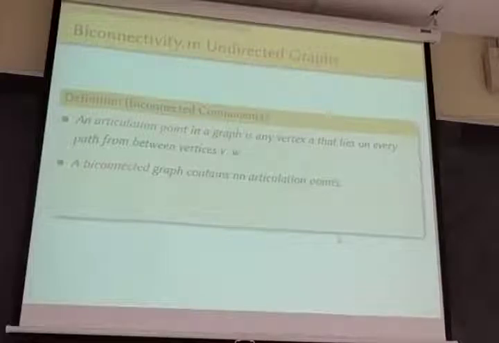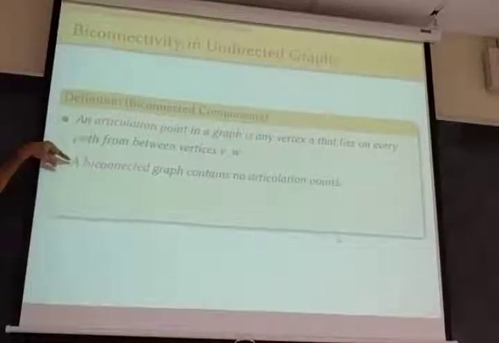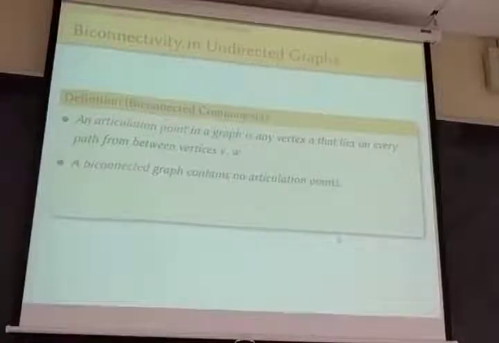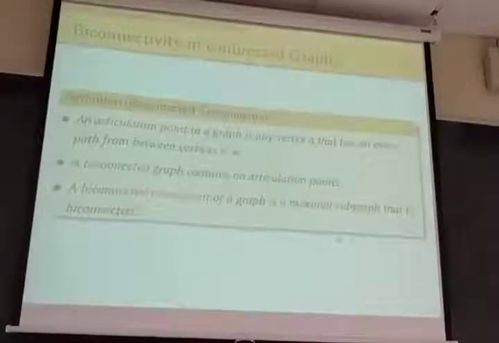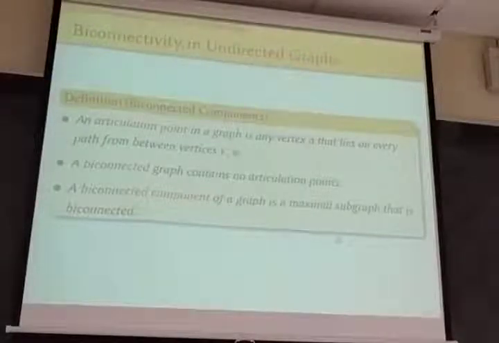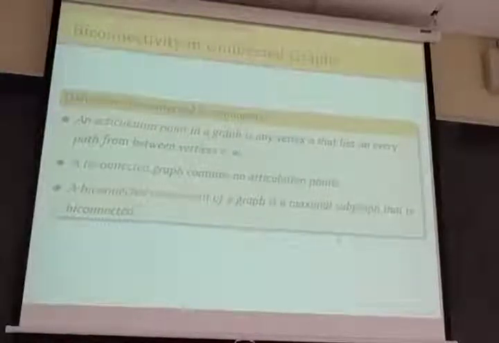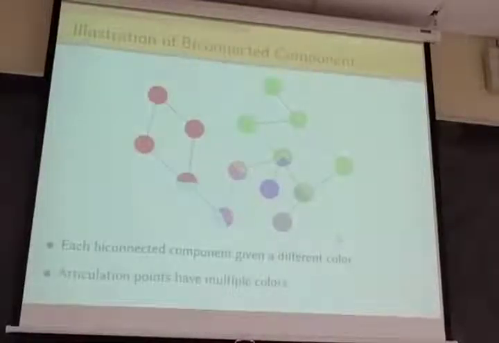I should say, node disjoint paths. Okay, so it's not edge disjoint, but node disjoint. So a bi-connected graph, as we said before, contains no articulation points because there are no critical nodes. Given a general graph, it may not be bi-connected, but you can break it up into subgraphs, each of which are bi-connected. Okay, so here is an example, right?